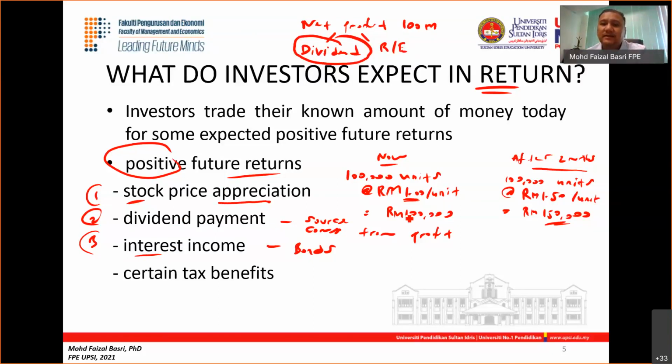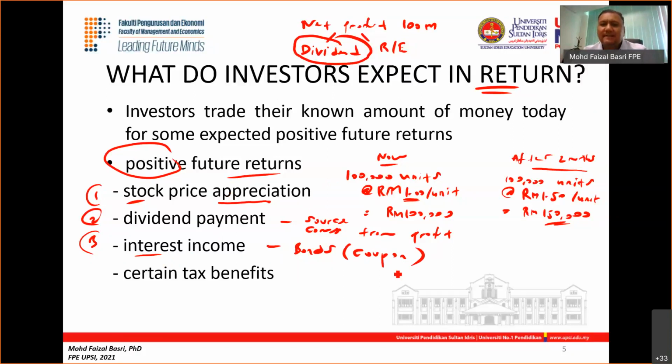Meaning the price, if you remember last time, I'm not sure whether you're in my class or in another class, if you've taken financial management before, we always assume that the price of a bond will be at 1,000 ringgit. But this 1,000 ringgit can go up or go down depending on, again, market supply and demand. So if the price goes up, that is price appreciation, then we can get returns by selling it at a higher price. But if you keep it until maturity, your income will come from the interest. For a bond, if you remember, the source of income is known as coupon. Coupon payments.